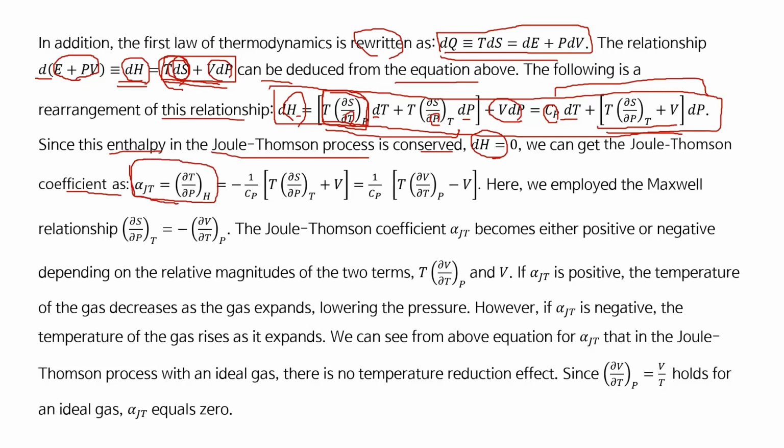differential of the temperature as function of the pressure, or is defined as temperature coefficient. So using this relationship here, we can get the alpha by this equation. So for this we used Maxwell relationship. This relationship we use here.